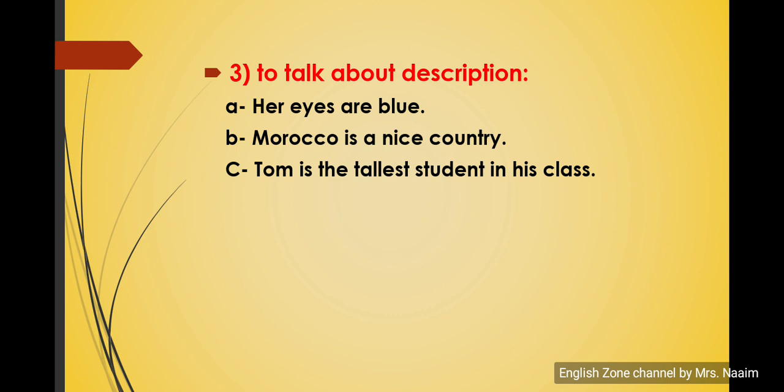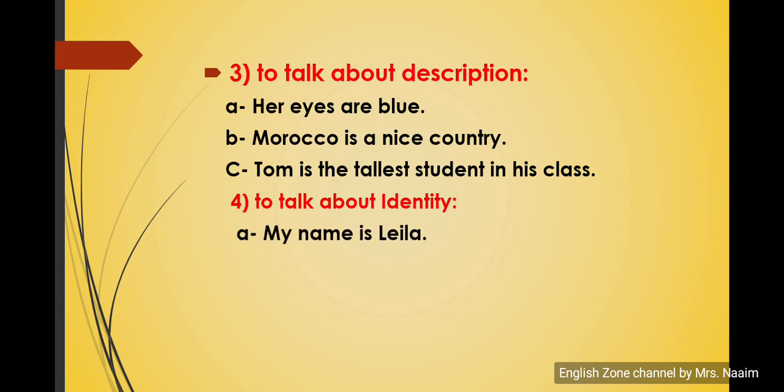Now we move to the fourth use of the verb to be. والآن لنمر إلى الاستعمال الرابع لفعل الكينونة في اللغة الإنجليزية. So we use the verb to be to talk about identity. So نستعمل فعل كينونة لنتحدث عن الهوية. Okay. So my name is ليلى. My name is ليلى. اسمي ليلى. Okay. I am Muslim. أنا مسلمة أو أنا مسلم. He is single. He is single. هو غير مرتبط أو عازب أو okay. Nice.